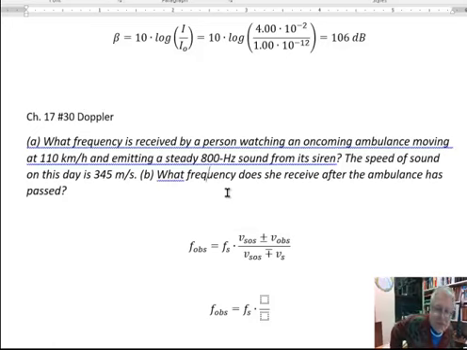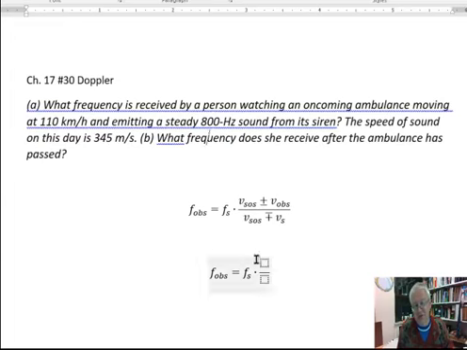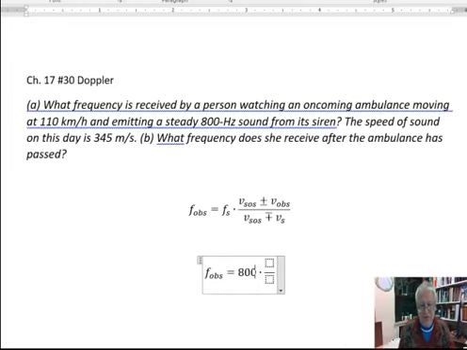Okay, so let's finally do this problem here. What frequency is received by a person watching an oncoming ambulance moving at 110 kilometers per hour and emitting a steady 800 hertz sound from its siren? The speed of sound is 345. What frequency does she receive after the ambulance has passed? So I have to do this twice. Let's see. So here, oh yeah, actually here I meant to plug in the number already. So that's actually 800 hertz right there. Sounds like 1 sig fig, but you know, we're going to drag it out to 3 sig figs.